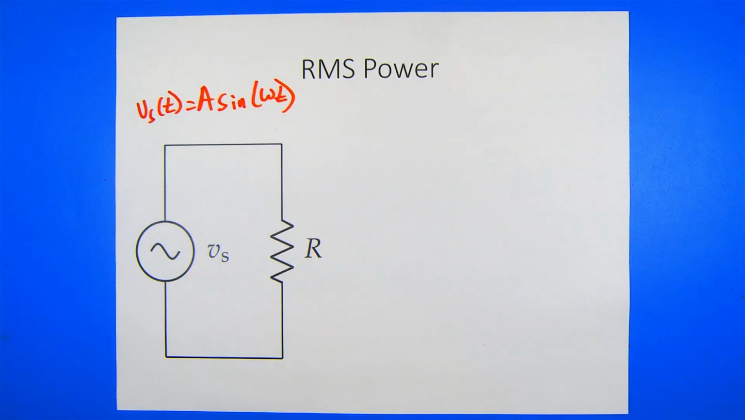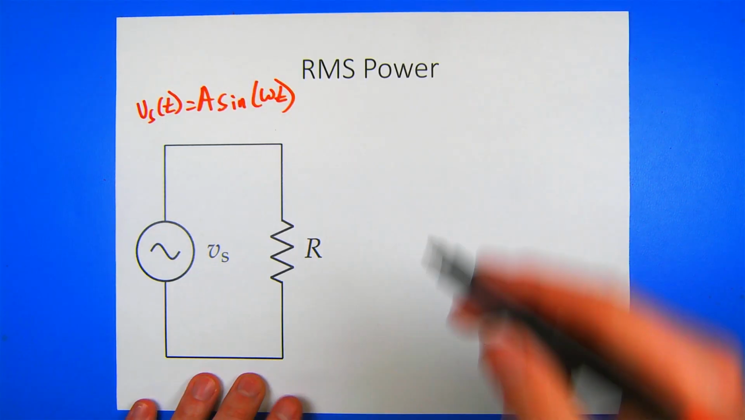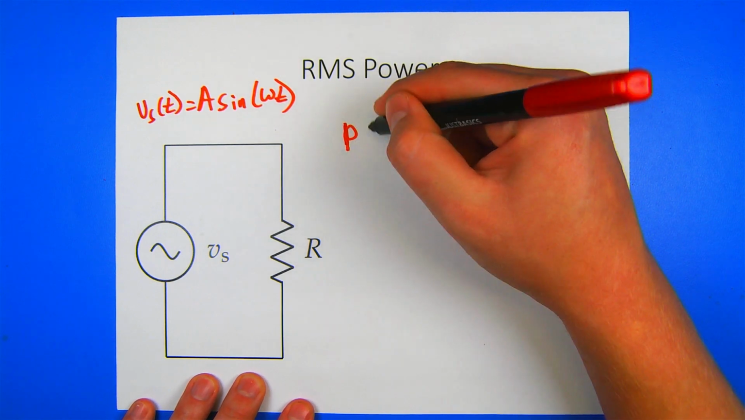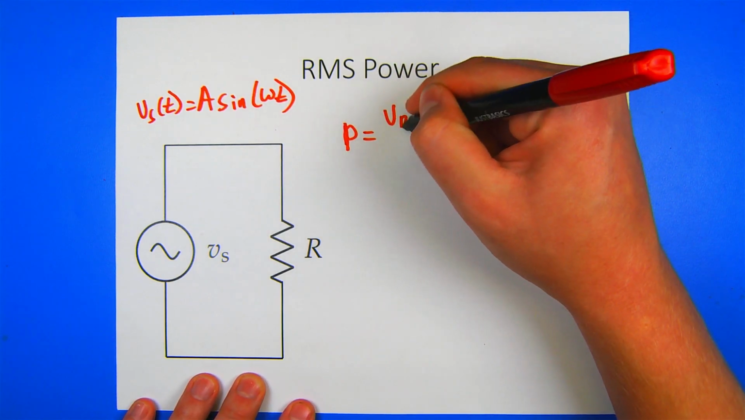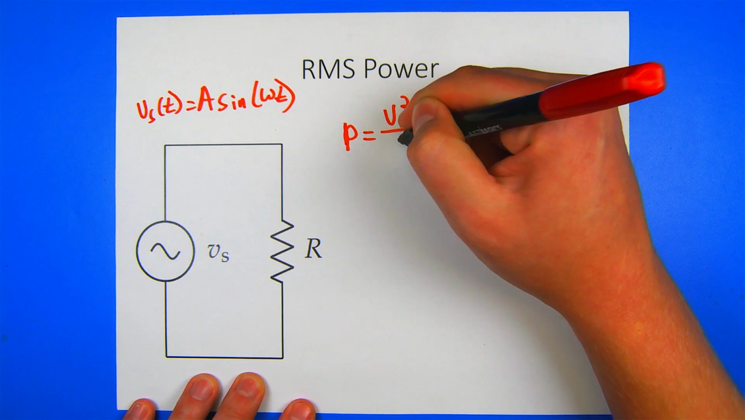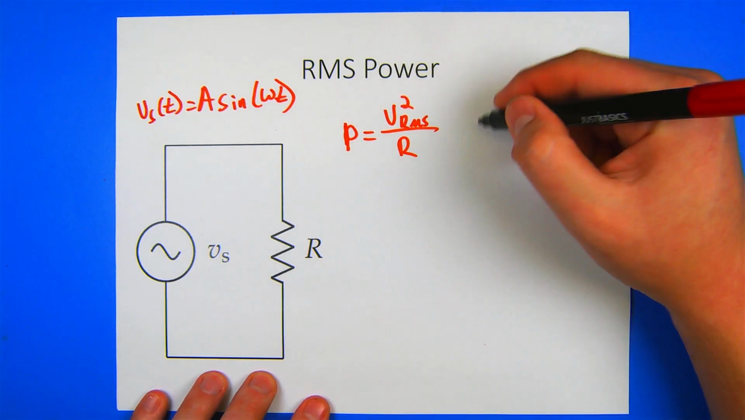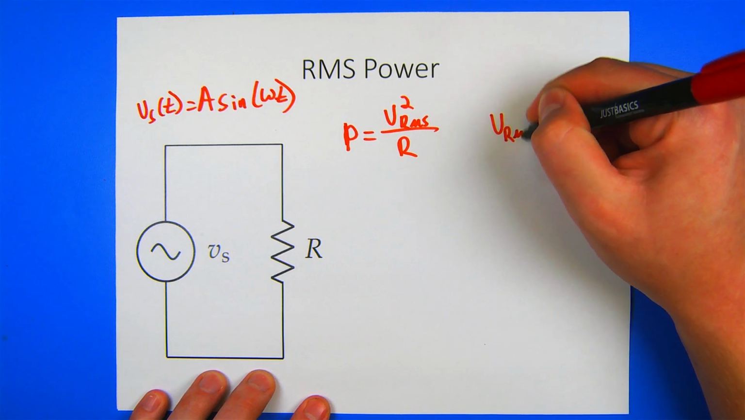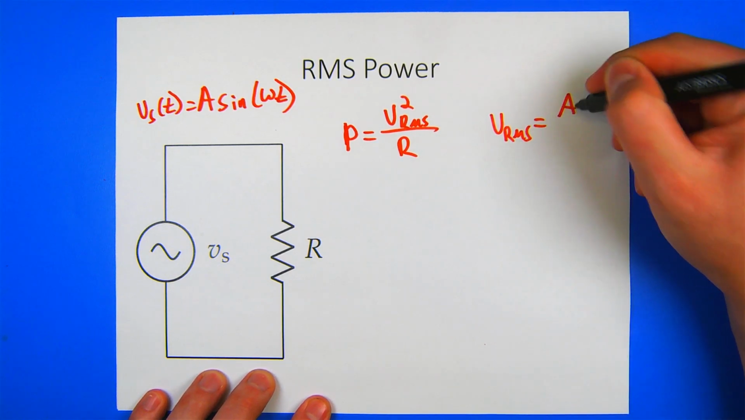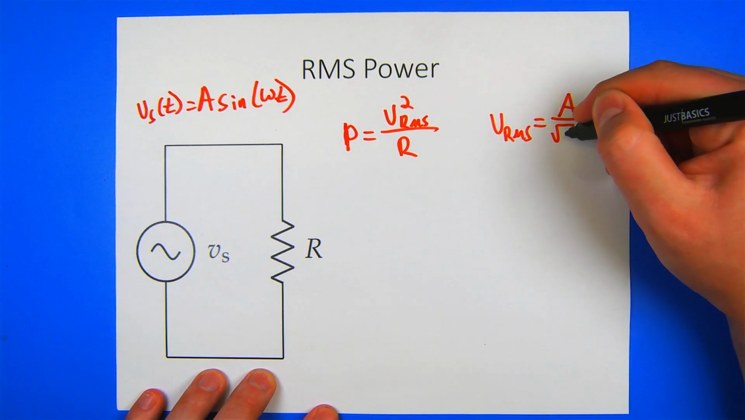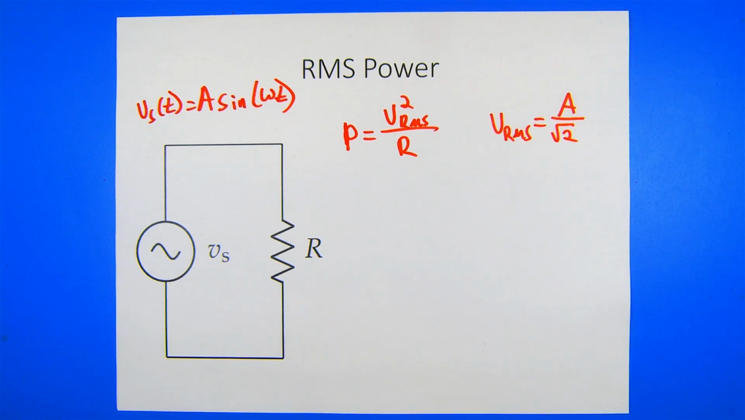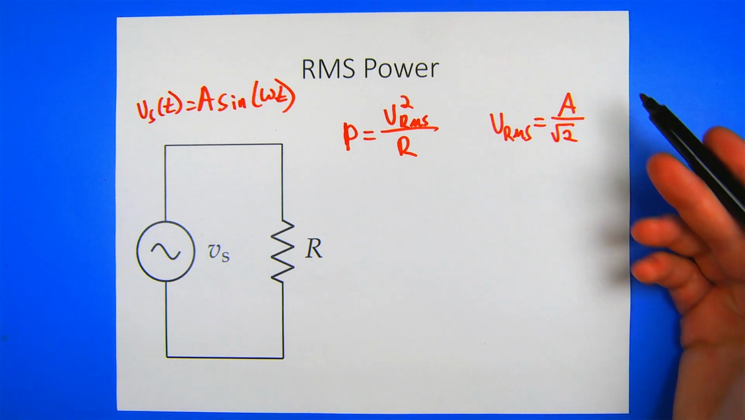To find the power in this resistor, we're going to use the expression power P is equal to the RMS voltage squared divided by resistance. It's useful to recall here that for a sinusoidal signal, RMS voltage is equal to the amplitude of the sinusoid divided by root 2. Now, in lab, it can be more convenient to work with peak-to-peak voltages instead of amplitudes.